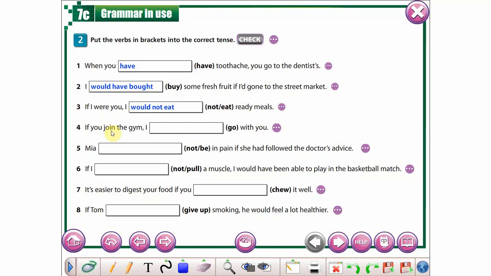Number 4, if you join the gym. Join is in the present simple. So which type? Type 0 or type 1? Here is type 1. If you join the gym, I. In type 1, we use will plus infinitive. I will go with you.